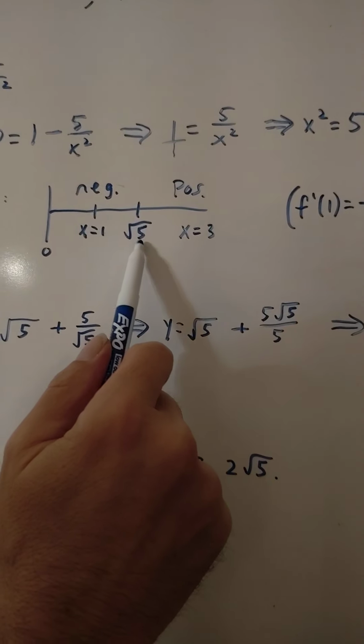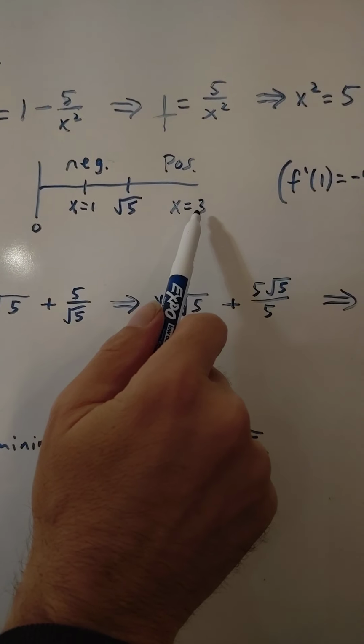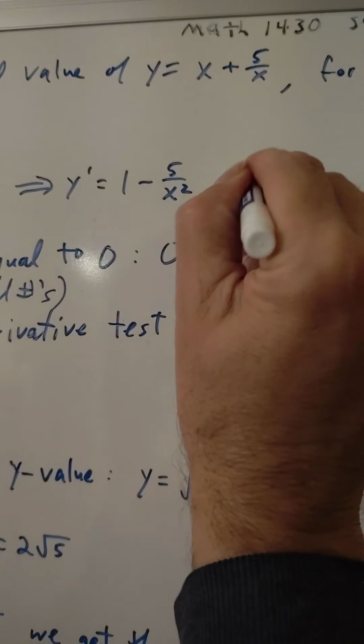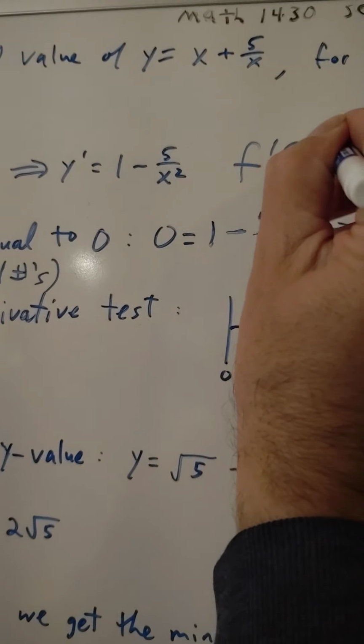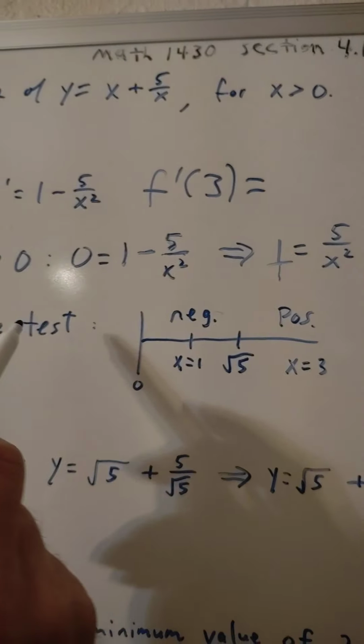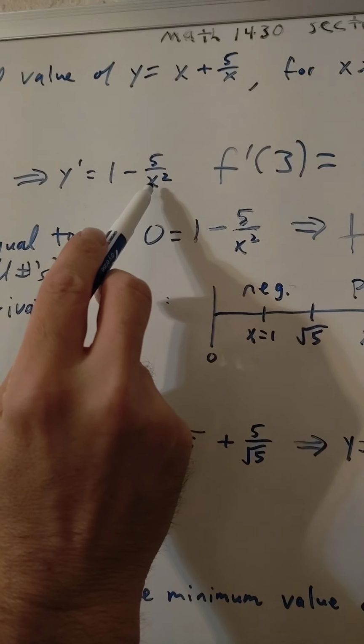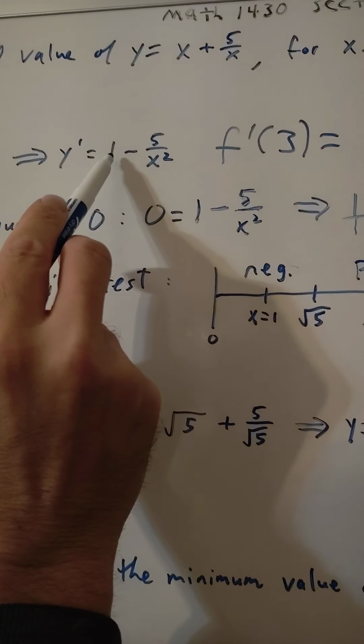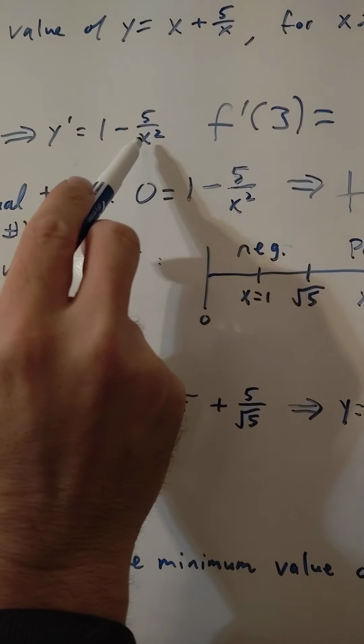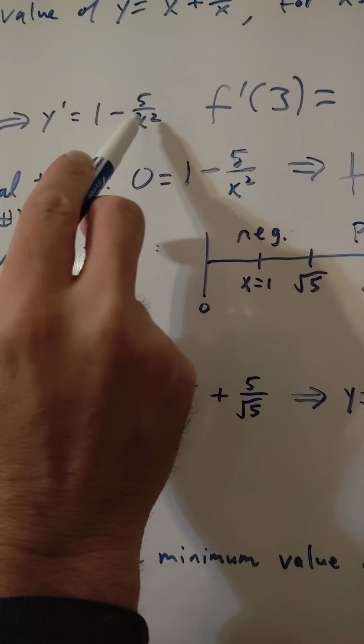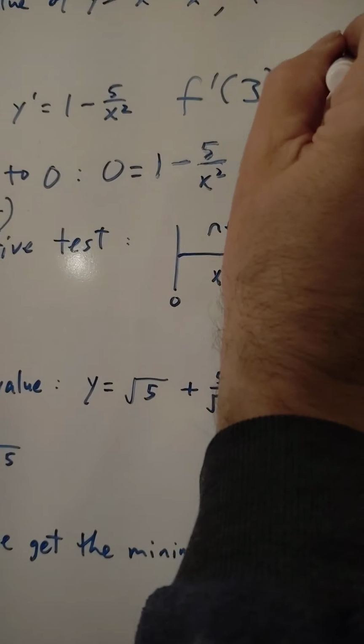And then here's another test point. Pick something bigger than the square root of 5. How about 3? And again, plug this into the derivative function. It's kind of like this idea, f prime of, now we're letting x equal 3. What is that going to equal? Same idea. So what's 3 squared? 9. So what's 1 minus 5 ninths? What's 9 ninths minus 5 ninths? 4 ninths.